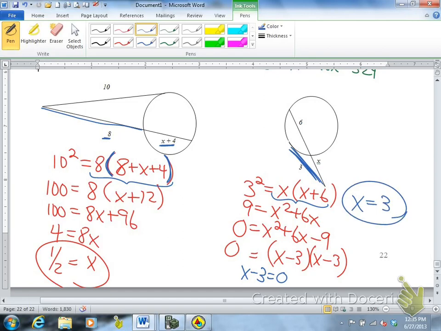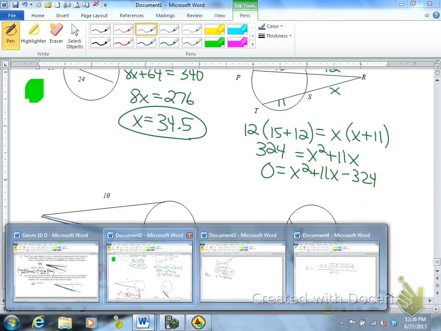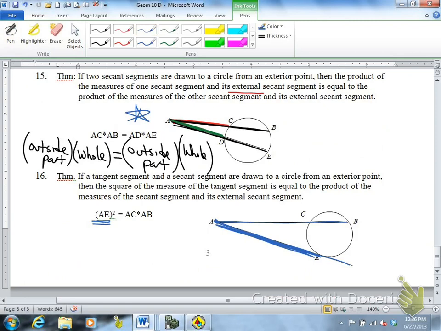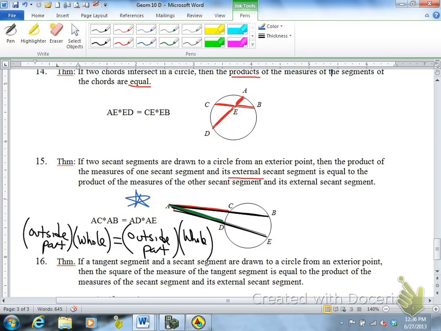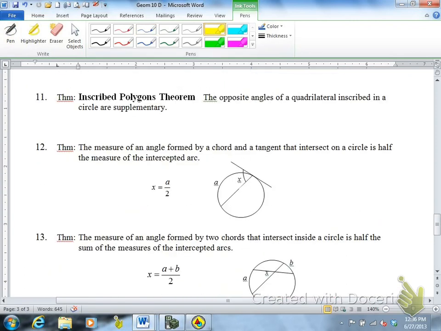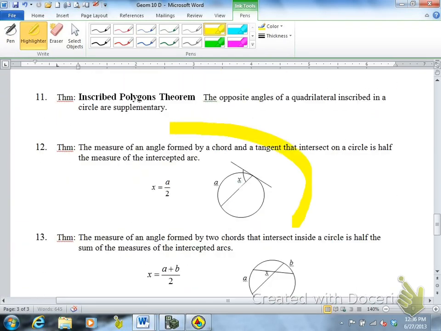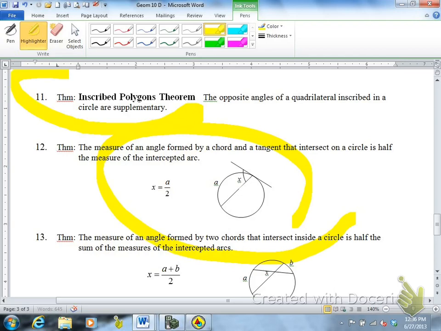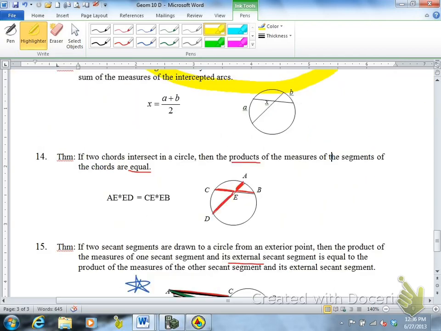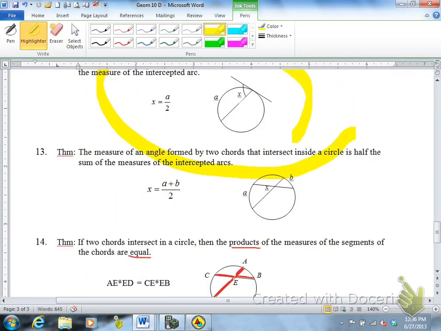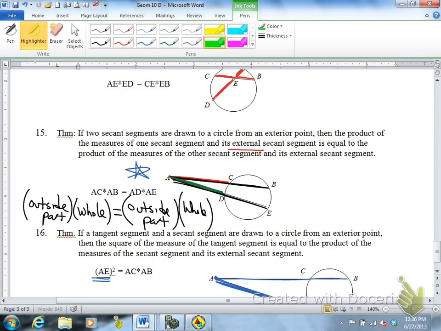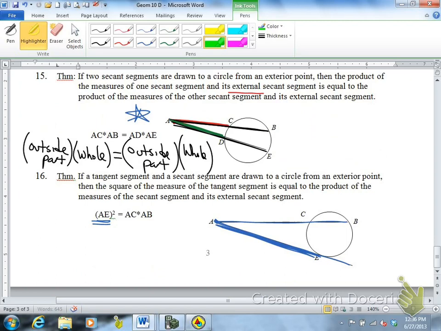So thus concludes chapter 10. You should know all these definitions. These are the formulas we did today in this lesson, but you have quite a few. Notice all of these. You have inscribed angle theorem, kind of related to this theorem, inscribed polygons theorem that we did previously, and then in these video lessons we've done this theorem and all these theorems today. So make sure that you can keep track of all the different theorems, and I will see you soon.